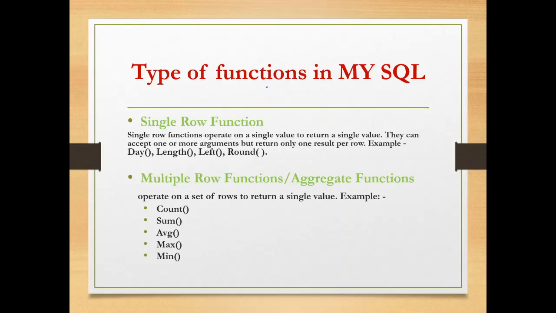Students, there are two types of functions in MySQL. First one is single row functions and the second one is multi-row functions. Single row functions return only single value. The examples of these kind of functions are day, length, left, round. All these are single row functions which return only single value.